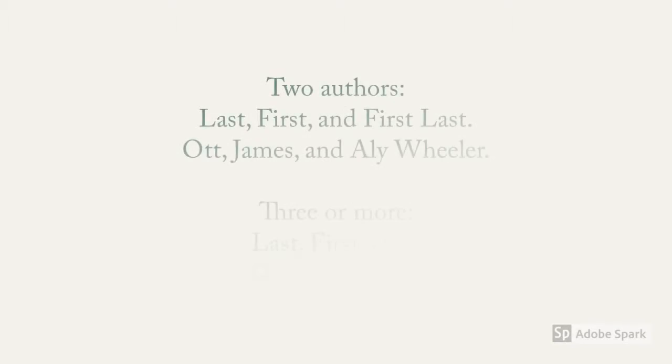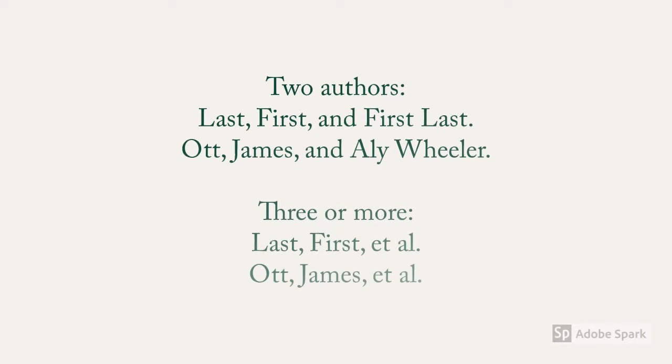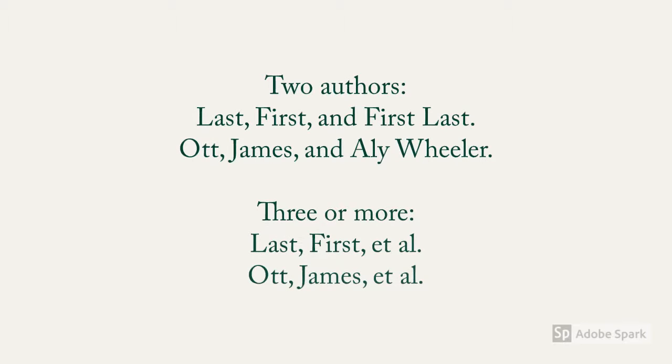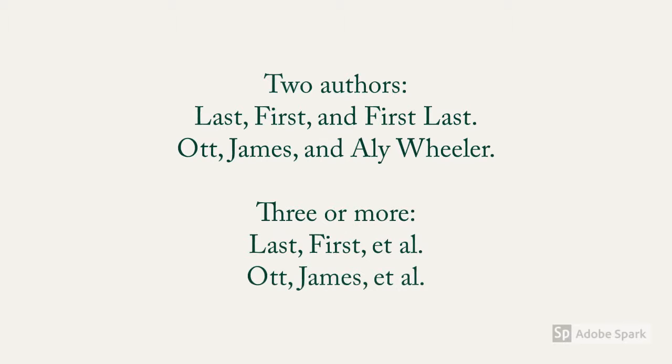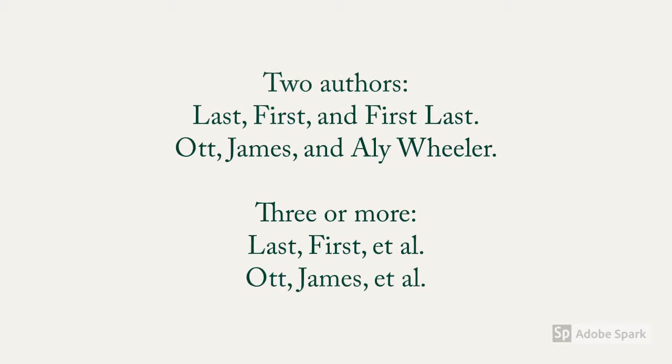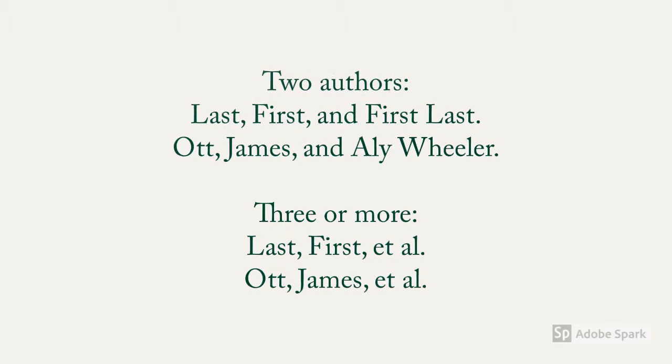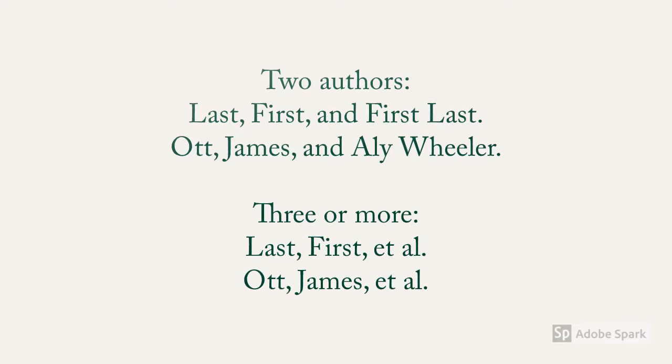If a book has 2 authors, the format is essentially the same. We'll just add the second author's name after the first author's name. Note that the second author's name occurs in the usual sequence, first name and then last. MLA format does not necessitate listing more than 2 authors, so if the book has 3 or more authors, we list the first author as usual, and then write et al. to stand in for the other authors' names. In both of these cases, the rest of the citation does not change.